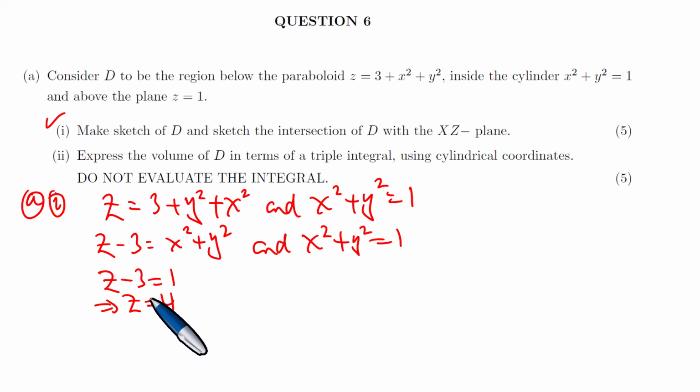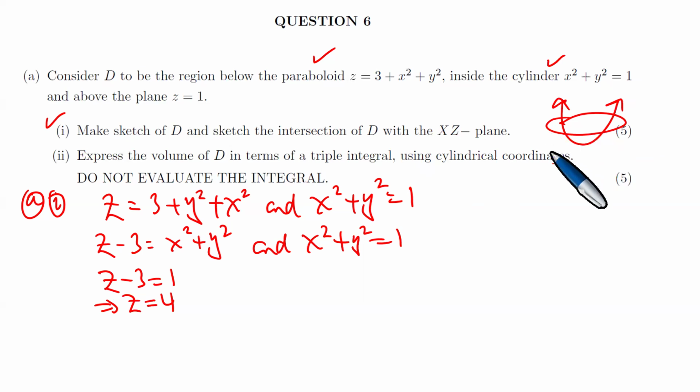Now, if z equals 4, what does this mean? Right, by substituting one equation into the other, we are looking at the intersection of our paraboloid together with the cylinder. So at the point at which the paraboloid, like a parabola in three dimensions, meets a cylinder, they meet at a circle. A cylinder is like a drum that is open at each end, and therefore, if this paraboloid is open, this cylinder is going to cut this into a circular cross section.